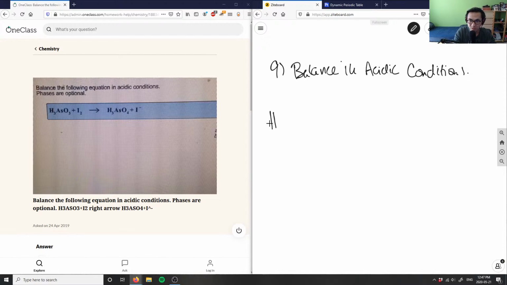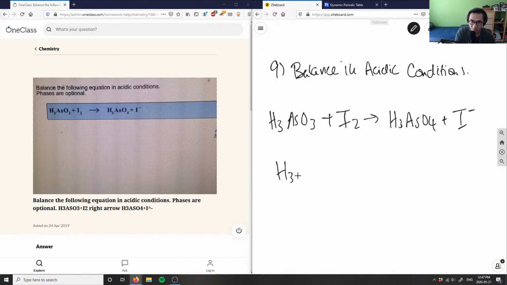So again, we have H3AsO3 plus I2 giving me H3AsO4 plus I minus. So again, what we want to do is separate them into our half reactions here. So I have H3AsO3 is going to yield H3AsO4. And then I have I2, which is going to yield I minus here. So let's balance out these guys here.